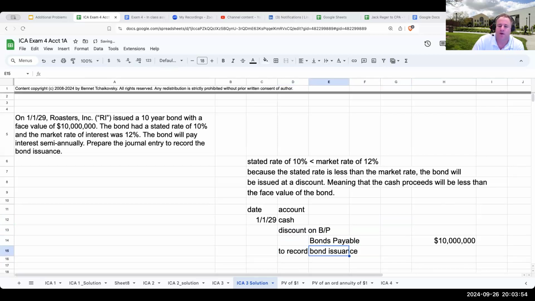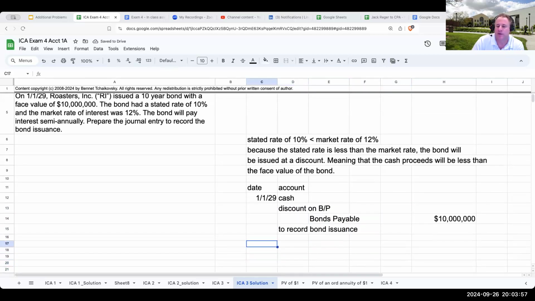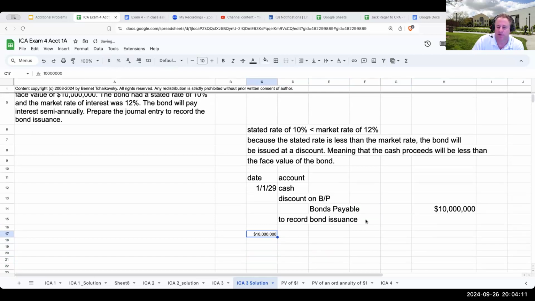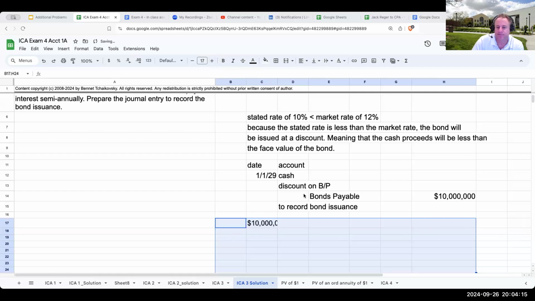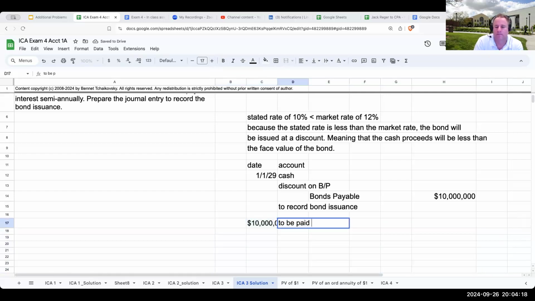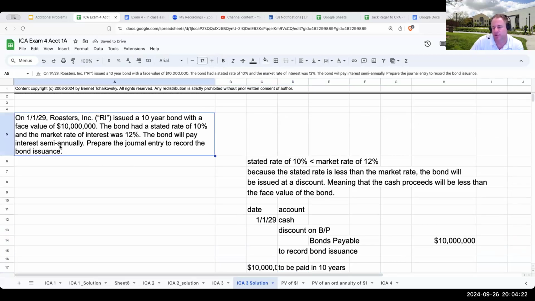Okay. Now that we have that out of the way, the next thing we need to figure out is how the bond is priced. We have two different forms of payment. Basically, we're going to have $10 million, and this amount is going to be paid to us in 10 years. And we also have interest, but this interest is being paid semi-annually, or twice per year.